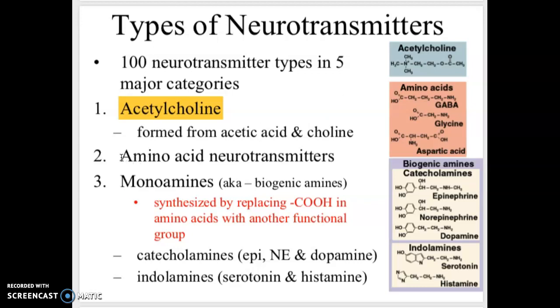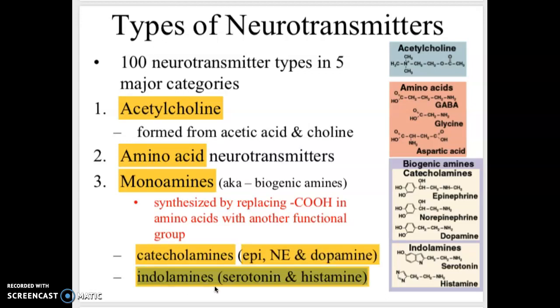Next category are amino acids. So these are the building blocks of your proteins, and they can be used to signal as well. Monoamines, these are the ones that you guys have probably heard of. So you have probably heard of catecholamines, like epinephrine, norepinephrine, and dopamine, or indolamines, which are serotonin and histamine.